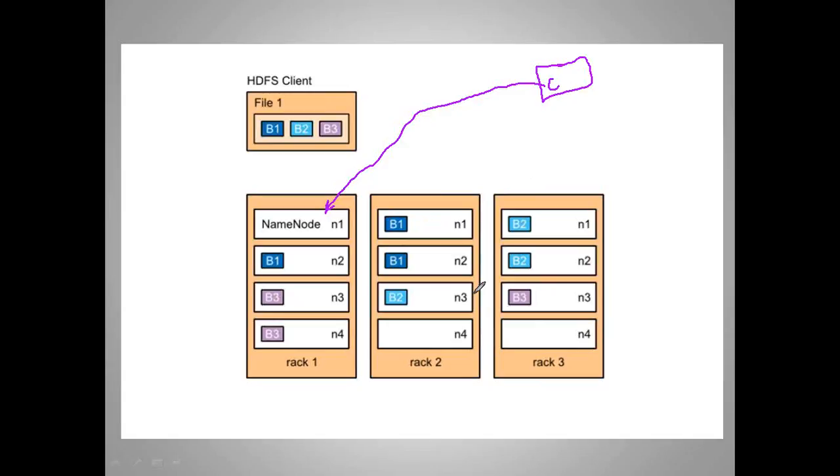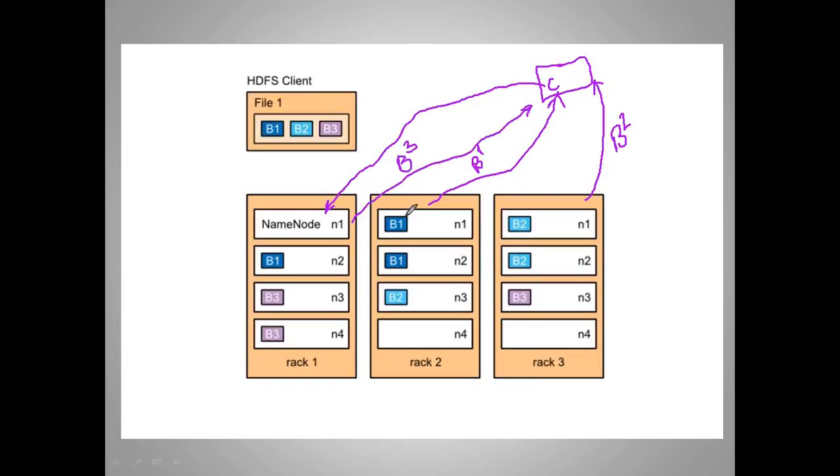Just understand and please look into this. The data will always be served to the client from the rack which has 2 copies. That means block 1 will be served from rack 2, because block 1 has 2 copies in rack 2. Block 2 will be served from rack 3 because block 2 has 2 copies here. Block 3 will be served from rack 1 because rack 1 has 2 copies.